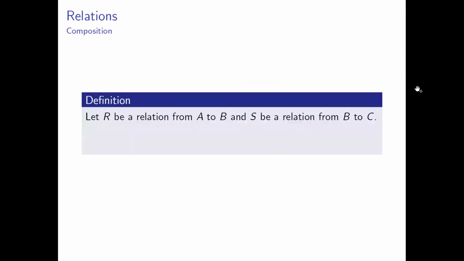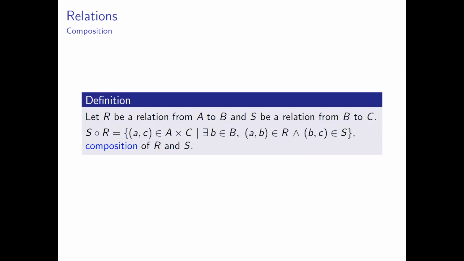Let R be a relation from a set A to a set B, and let S be a relation from B to another set C. The composite relation SR is the set consisting of all ordered pairs (a, c) in the Cartesian product A cross C, such that for some object b in the set B, the ordered pair (a, b) is an element of R and the ordered pair (b, c) is an element of S. In other words, a is related to c under SR if and only if for some b in the set B, a is related to b under R and b is related to c under S.